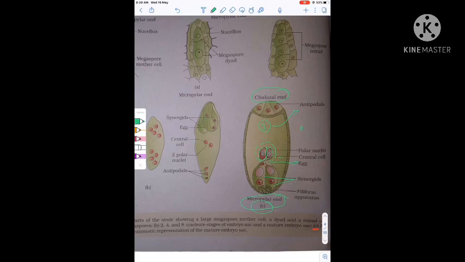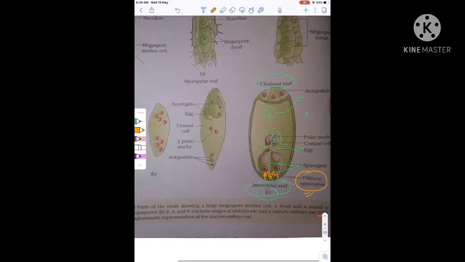Okay. Now this is known as the filiform apparatus. This is the filiform apparatus. Important: the filiform apparatus secretes some chemical which attracts the pollen tube. For example, this is a pollen tube. This pollen tube will grow as follows. The filiform apparatus secretes some chemical which attracts the pollen tube towards the synergids. Okay, important.